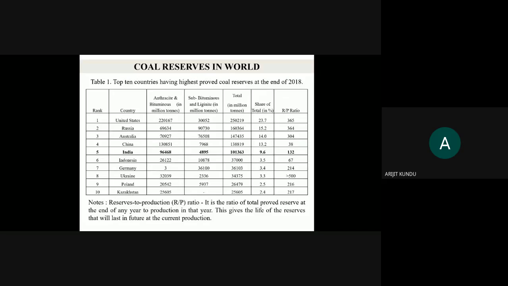In the table here you can see the top 10 countries having the highest proved coal reserves at the end of 2018. The United States is on top in terms of coal reserves in the world, and India is in fifth position. You can see some other countries in the list. In this table the R by P ratio is also given, which is the life of the coal reserves, and we have divided into subsections: anthracite and bituminous, and another one subbituminous and lignite.